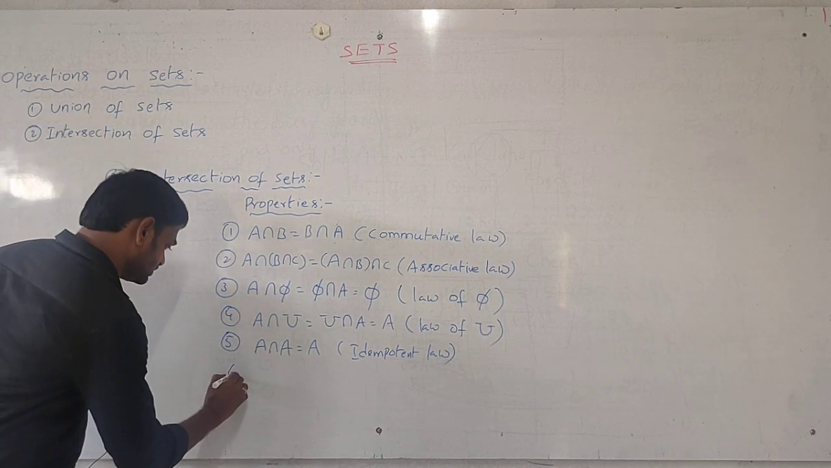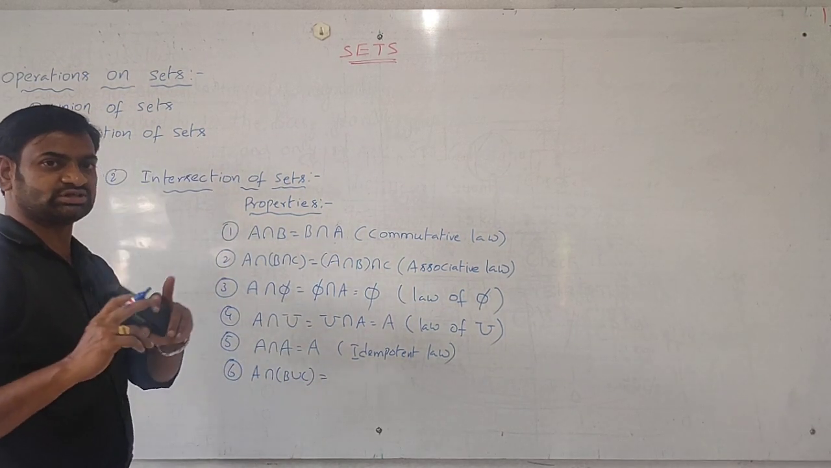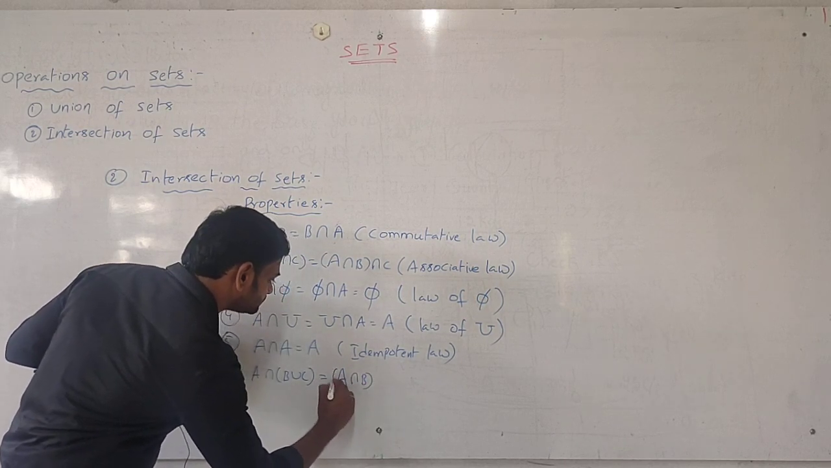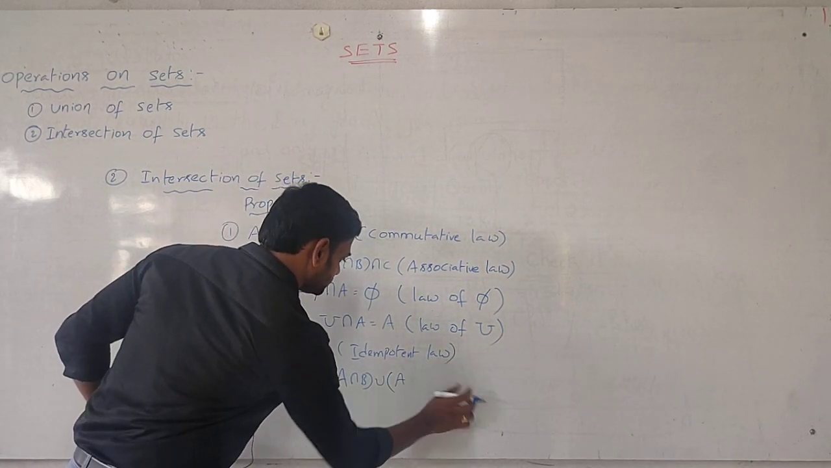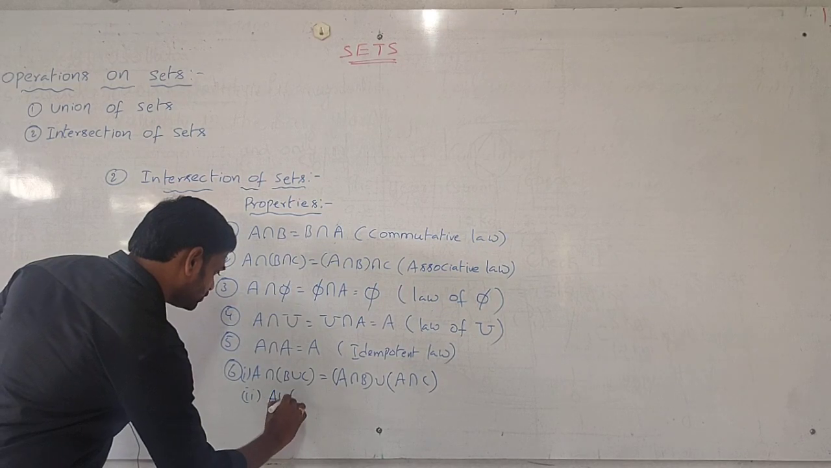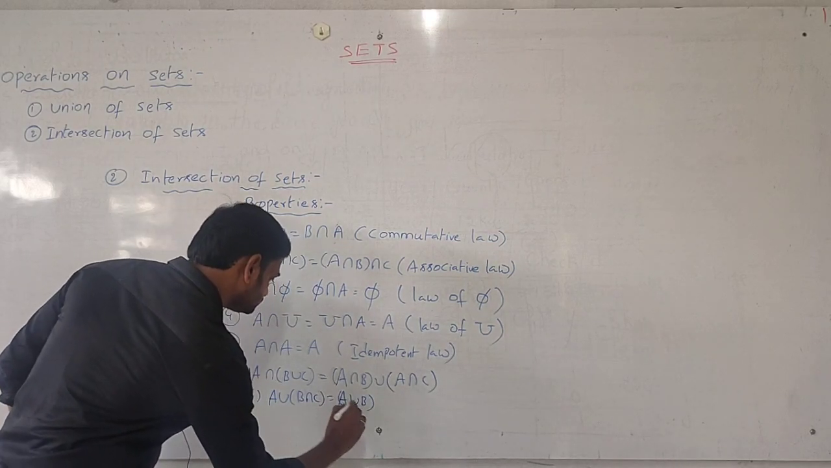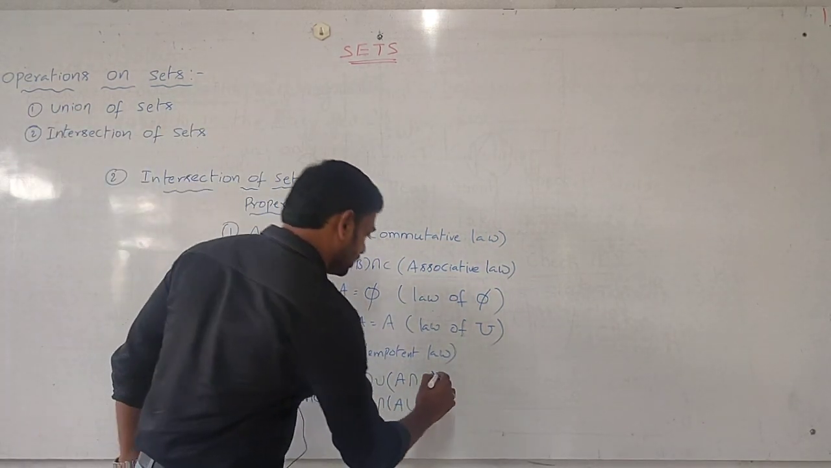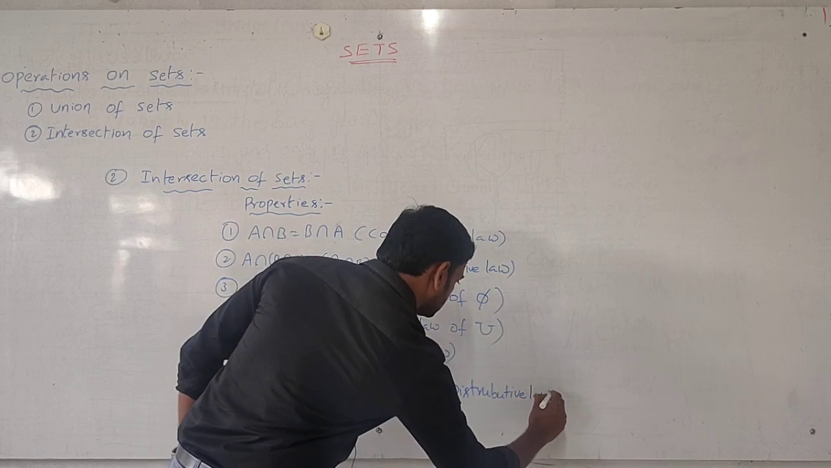And one more, the sixth one: A intersection of B union C, the combination of intersection and union, is A intersection B, this union with A intersection C. And one more: A union of B intersection C is equal to A union B, intersection A union C. These two are called the distributive law.